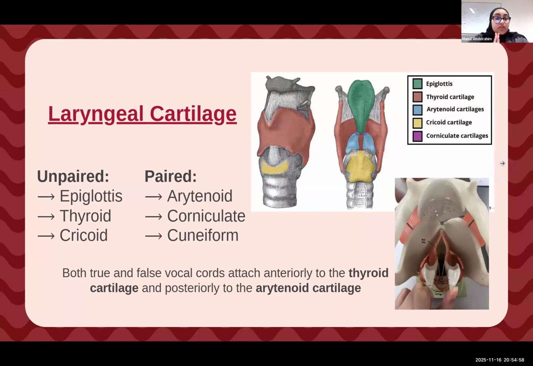Okay. Now let's talk about the laryngeal cartilage. Now, how is this cartilage divided? We have unpaired ones and we have paired. Unpaired, it's just one. Paired, it means that we have 2 of it.